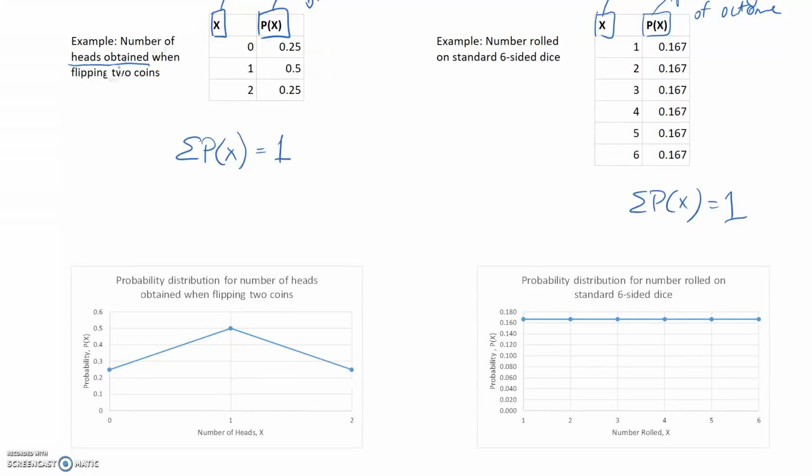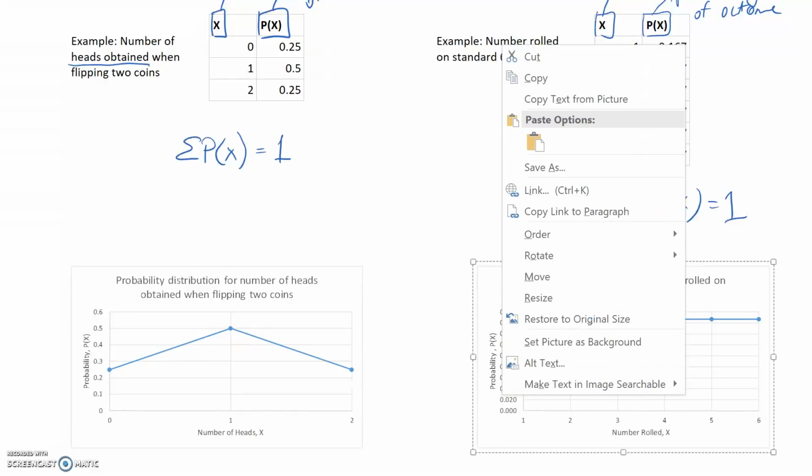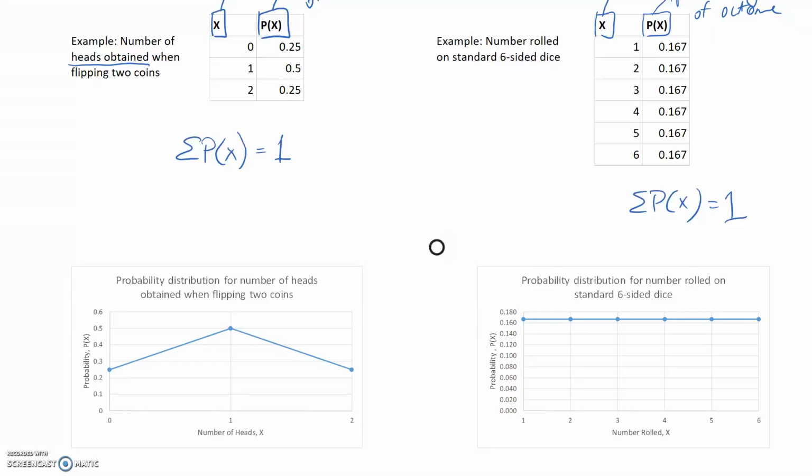So if we go through this first example, the outcomes are 0, 1, and 2. That's what goes on the horizontal axis, and then the probabilities are what are graphed on the y-axis. So you can read off that the 0 heads outcome has a probability of 0.25, 1 head is 0.5, and 2 heads is 0.25 again. Same thing with this one here. You want to put your outcomes on the x-axis and the probability of those outcomes on the y-axis.